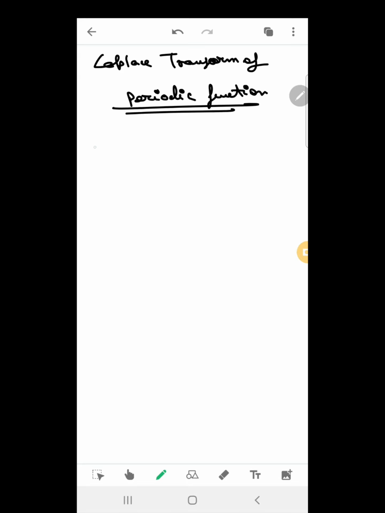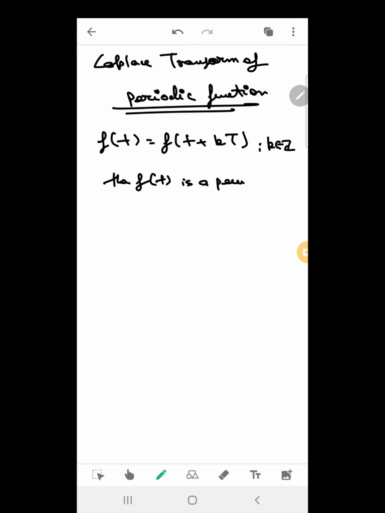What is a periodic function? If you have some f of t equals f of t plus k times capital T, where k belongs to the set of integers, then f of t is a periodic function with period equal to capital T.